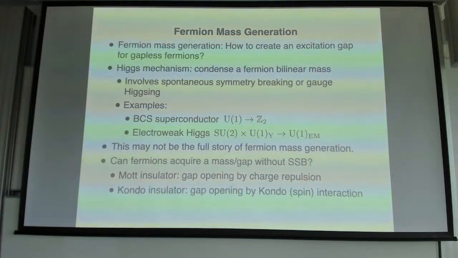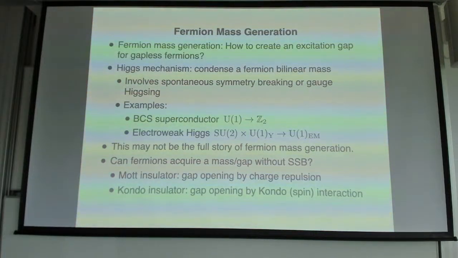And then the standard way to do this, which maybe we are all very familiar with, is the Higgs mechanism, where you can condense a fermion bilinear mass. Even if you start from a theory which doesn't add this mass term explicitly, it can be generated dynamically due to fermion interaction, maybe. But this mechanism necessarily involves spontaneous symmetry breaking or gauge Higgsing. If some of the symmetry group is gauged, then creating this mass term may Higgs the gauge field.